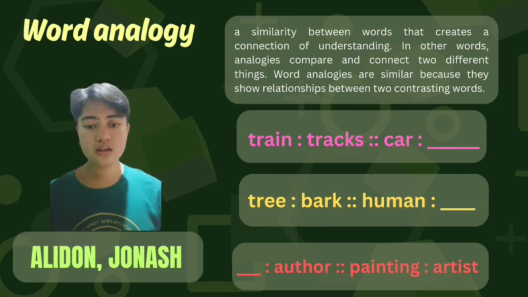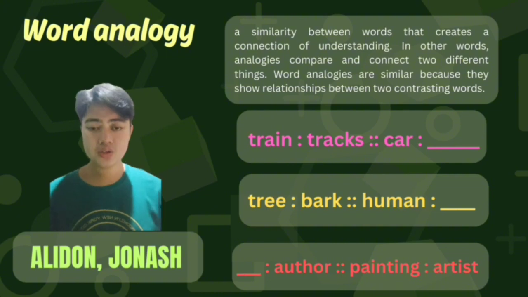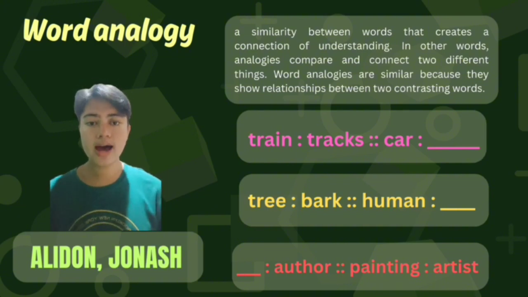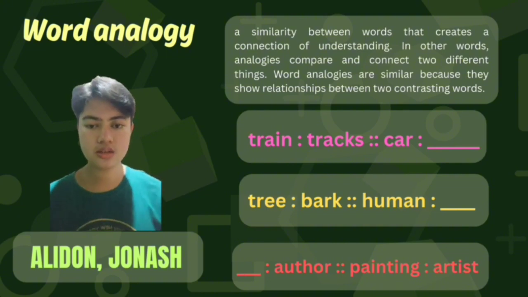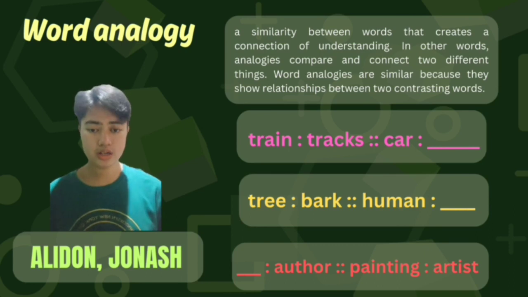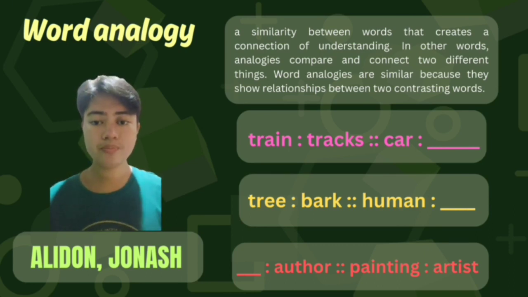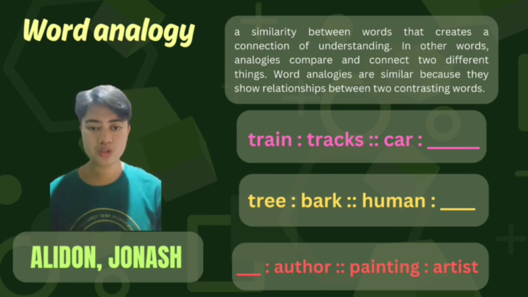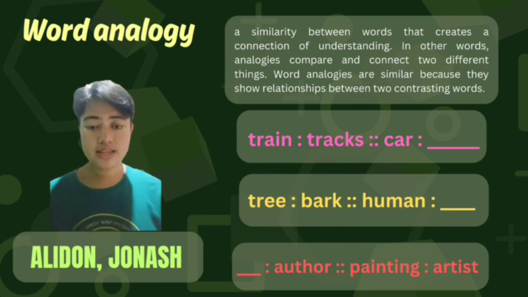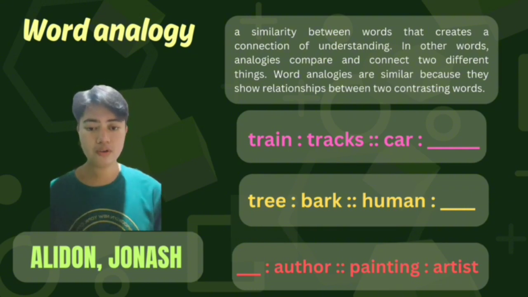And the last question for the word analogy is this. Blank is to author as painting is to artist. 5, 4, 3, 2, 1. Similar to how books are created by authors, the answer to this question is books. Paintings are crafted by artists who use their creativity and skill to produce works of art.